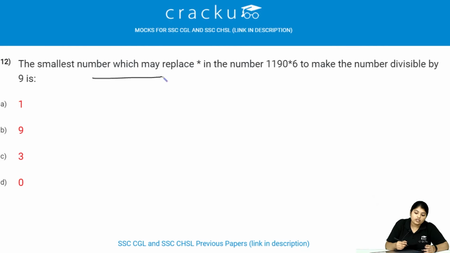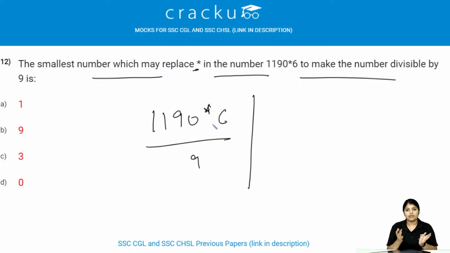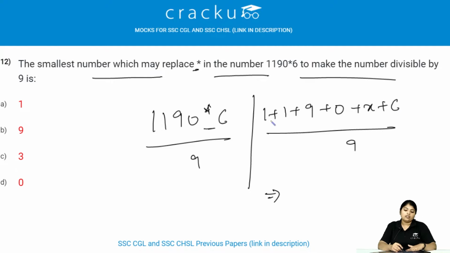The smallest number which may replace the star in the number 1190 star 6 to make the number divisible by 9. In order to solve this question, first we need to know the divisibility rule of 9. That is, if the sum of all the digits in a number is divisible by 9, then the whole number is also divisible by 9. So here it would be 1 plus 1 plus 9 plus 0 plus x plus 6 should be divisible by 9. The sum will be 9, 10, 11, 11 plus 6 is 17, 17 plus x by 9.